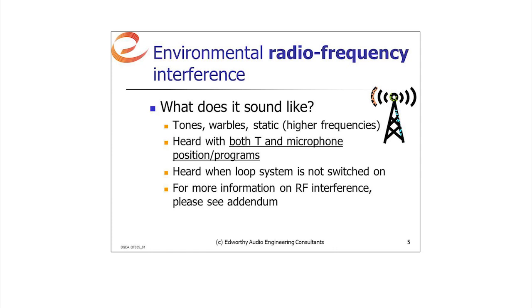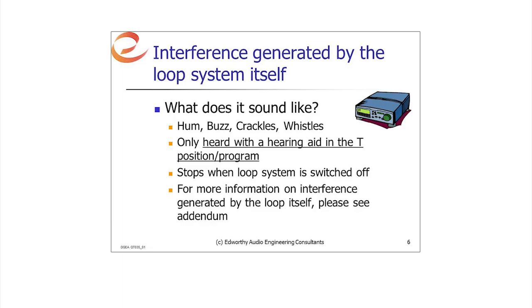Briefly, I just want to describe what radio frequency interference sounds like. It's generally tones, warbles, static, that's higher frequency noises. And importantly, radio frequency interference can be heard with both the T position, T program enabled, and the microphone enabled. It can be heard when the loop system is not switched on. If you'd like more information about this, please have a look at the addendum at the end of this presentation.